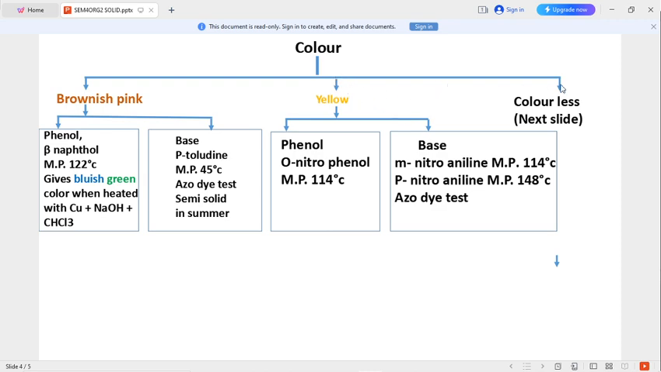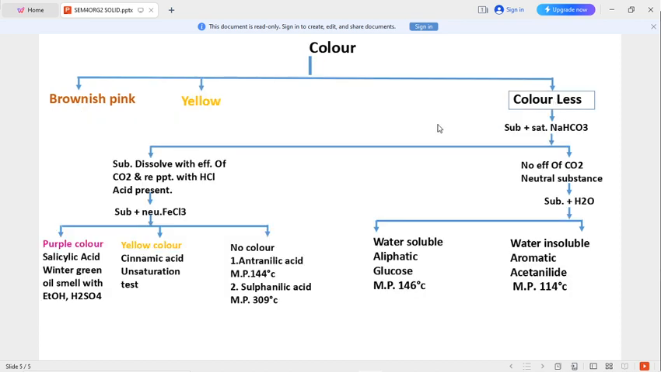The third category in color is colorless, which we will discuss in the next slide. Now the colorless compounds have 6 possibilities: salicylic acid, cinnamic acid, anthranilic acid, and sulfanilic acid. These four are acids, and glucose and acetanilide, these two are neutrals. So you can see that four are acids and two are neutral.